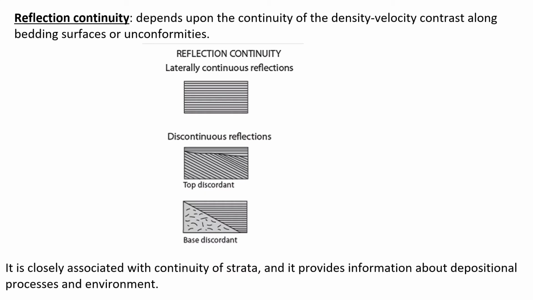Continuity. So how long can we trace these reflectors? Again, this is density and velocity contrast, so we have laterally continuous reflectors and discontinuous reflectors, what we call top discordant or base discordant. So a top discordant could be something like an angular unconformity. Base discordant could be outboard stacking on some kind of bedrock. This is really closely associated with stratal continuity. So if your reflectors are continuous, your strata likely are too. So it can tell us more information about what kind of environment we're looking at and what kind of processes were involved in depositing these.